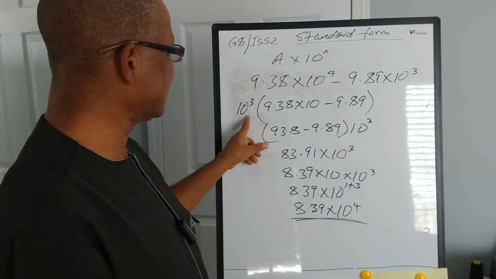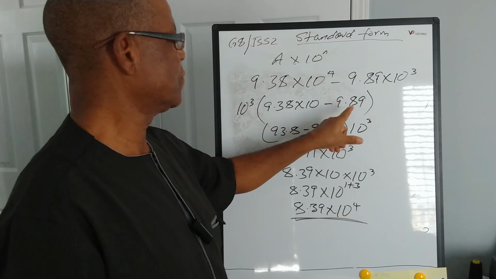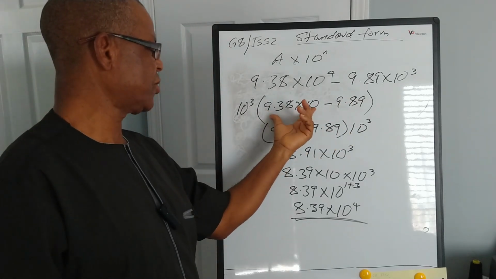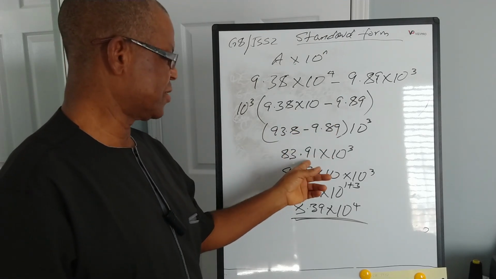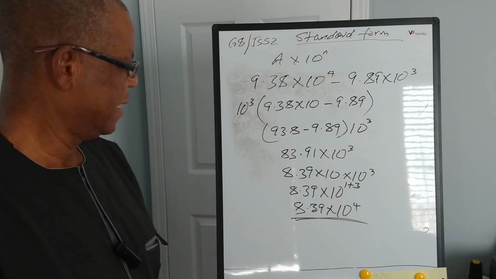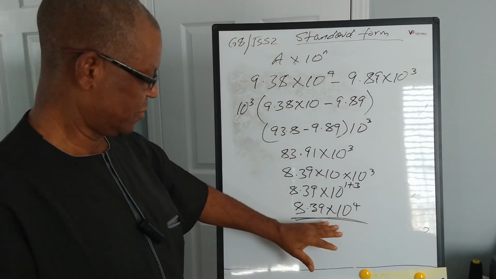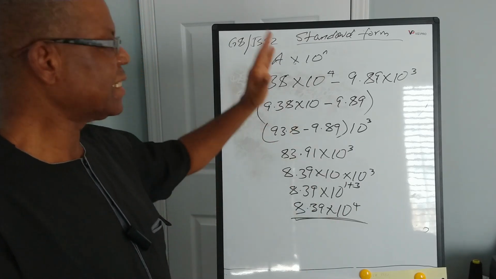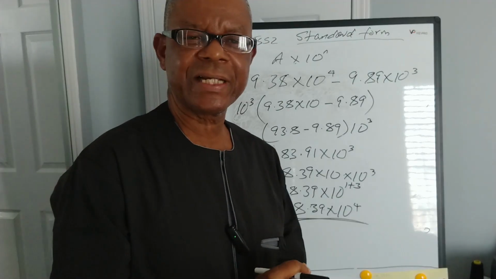The 10 raised to power 3 cancels the 10 raised to power 3. We have as the remnant 9.89. We apply the multiplication, it gave us this, and then this subtraction gave us this, times the 10 raised to power 3. And then our answer, we now express it in standard form. That has given us what we have. So this is our standard form as it affects grade 8 and JSS2.